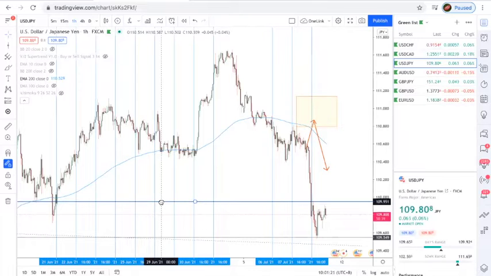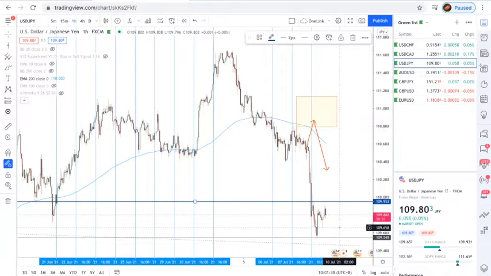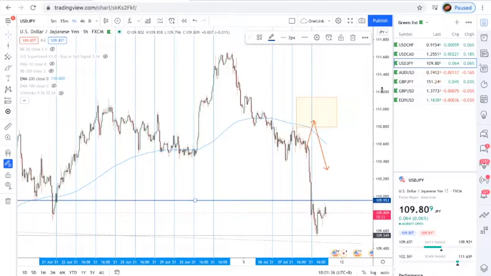So that can be your entry point. Okay. That can be your entry point, or it can break through that and start to go to the highest level here. You saw the highest level here. So this will be the second entry. So when I draw the zone, the zone can be around that area.